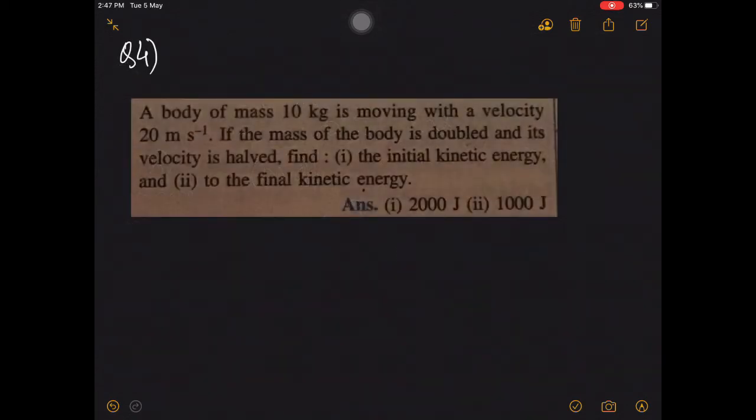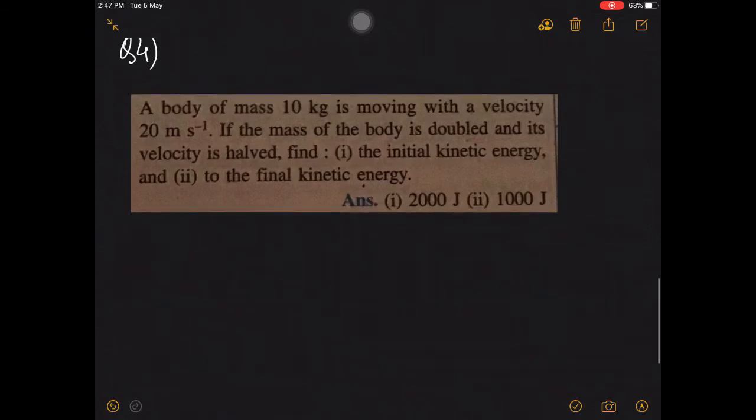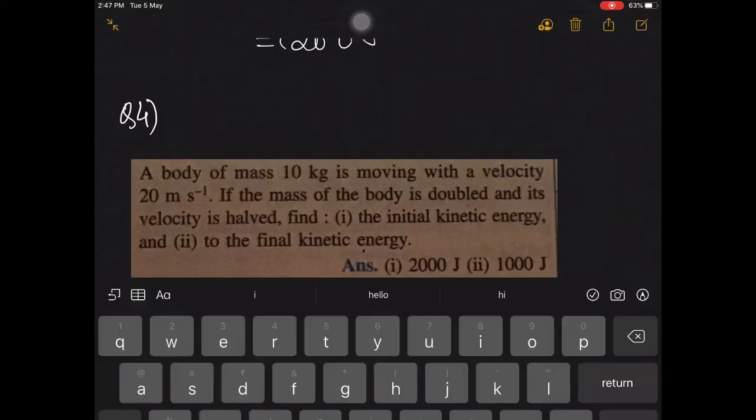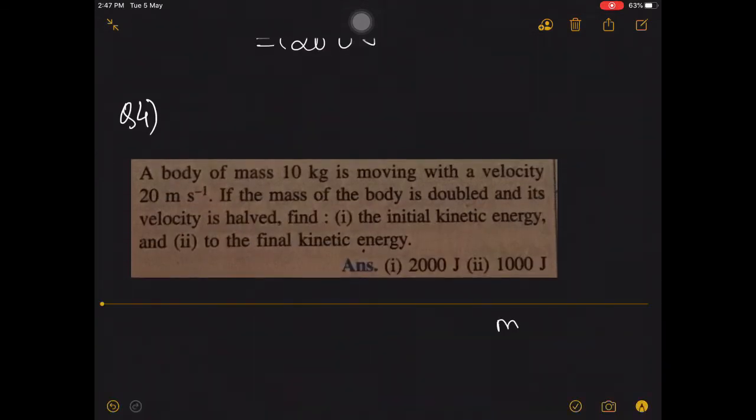Coming to question number 4, a body of mass 10 kg is moving with a velocity 20 meter per second. If the mass of the body is doubled and its velocity is halved, find the initial kinetic energy and the final kinetic energy. Okay, so let us write here the given data. Mass given is 10 kg, velocity of this body is 20 meter per second.